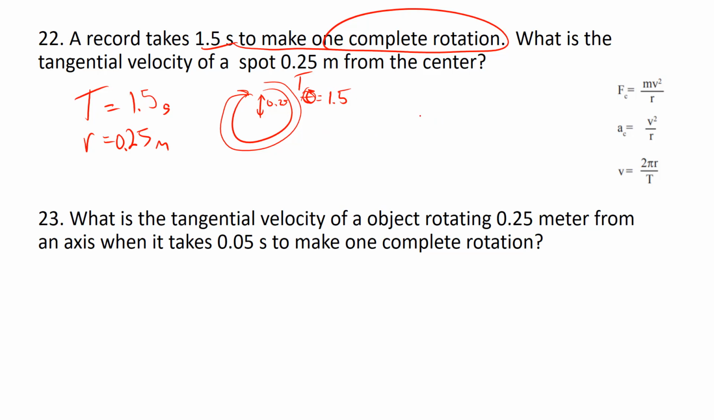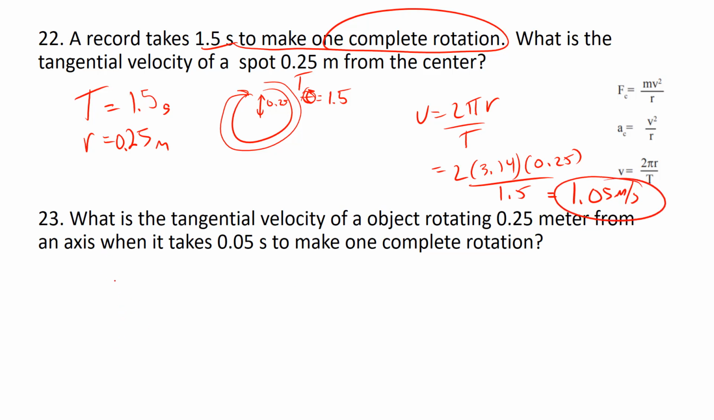And so we have V equals 2 pi r over T, which equals 2 times 3.14, or you just hit the pi button in your calculator, times r, which was 0.25, over 1.5. So 2 times 3.14 times 0.25, divided by 1.5, and I get a velocity of 1.05 meters per second.